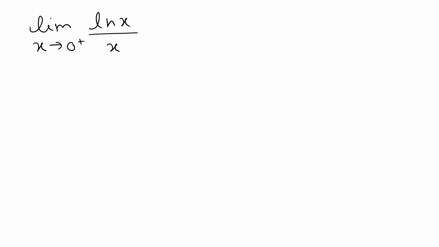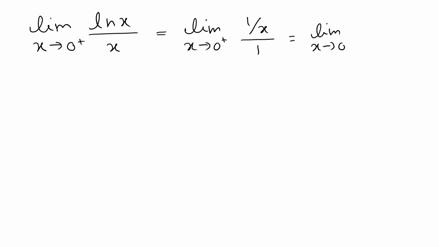Suppose we have this problem: the limit as x goes to 0 plus of ln x over x. Let's say we do not check the conditions and just take the derivative and try to apply the Bernoulli rule. See what happens. The derivative of the top is 1 over x, and the derivative of the bottom is 1, so it's the limit as x goes to 0 plus of 1 over x. Now when x goes to 0 plus, 1 over x goes to positive infinity. So you get positive infinity as the answer.